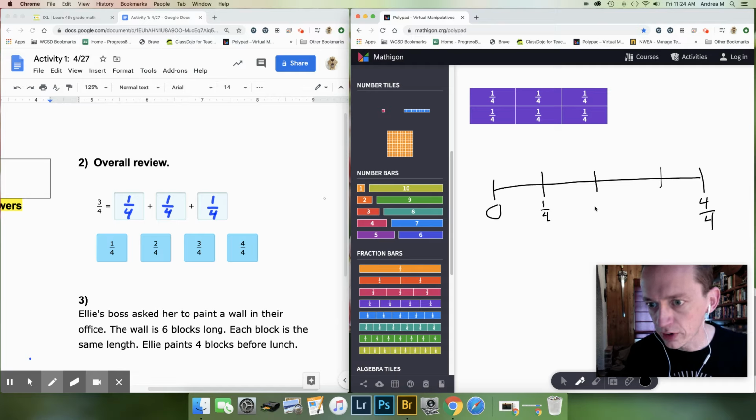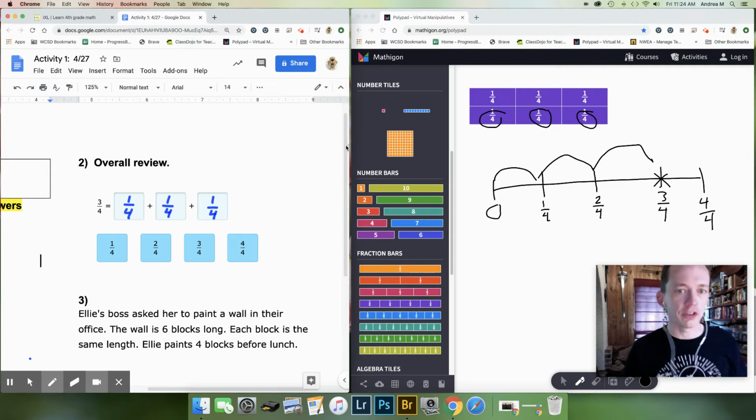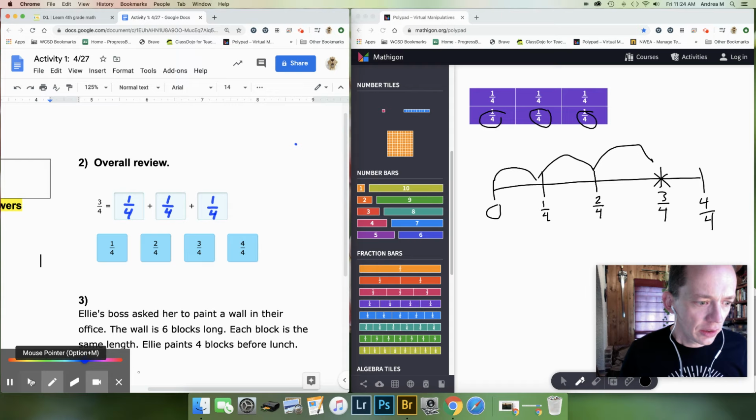One fourth, 2/4, or 1/2, 3/4 right here. This is our target. This is just another way to see the problem, right? So we went 1/4, 2/4, 3/4 right there. Perfect. Excuse me. Let me pull this up here.